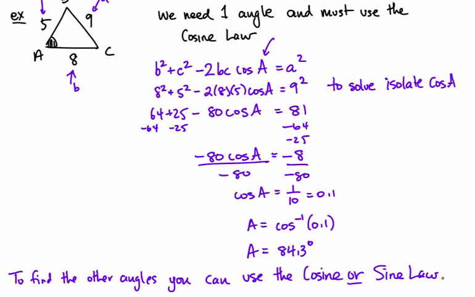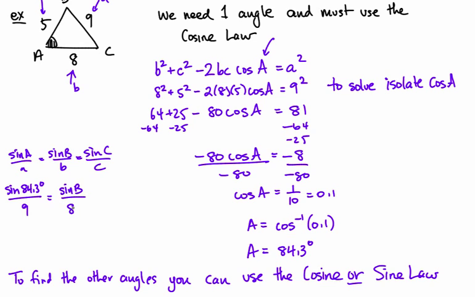So I'm going to go and use the sine law. So sine A over A is equal to sine B over B is equal to sine C over C. And I know that I'm dealing with 84.3 degrees, and the opposite side is 9. Let's just do the B. So sine B over B, and B is 8. I multiply both sides by 8, so I get 8 sine 84.3 over 9. That's what my sine B is.